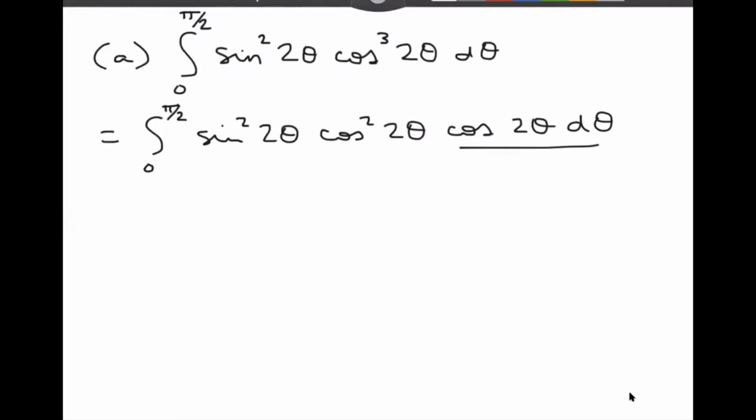Which means that u needs to be some kind of sine. And that means we need to take this cosine squared and rewrite it using the Pythagorean identity. So leave this sine squared alone and rewrite this cosine squared as 1 minus sine squared.